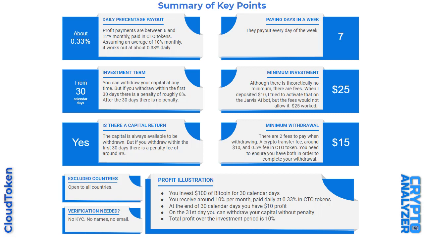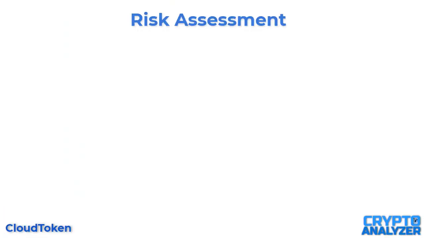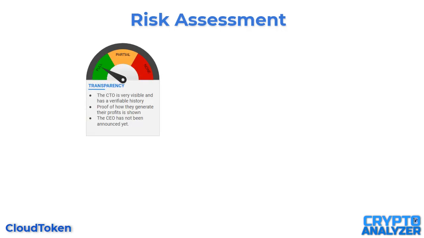Okay, so there are the key points. Now we look at the risk assessment. Now there's three things I look at. The first thing is transparency. Now the CTO, not to be confused with the token name, but the Chief Technology Officer, Ronald I, is very visible and he has a verifiable history. And this guy goes out of his way to be transparent. So I really like his level of transparency. He demonstrates proof of how they generate their profits, and the evidence is very good. So I'm very happy with that.